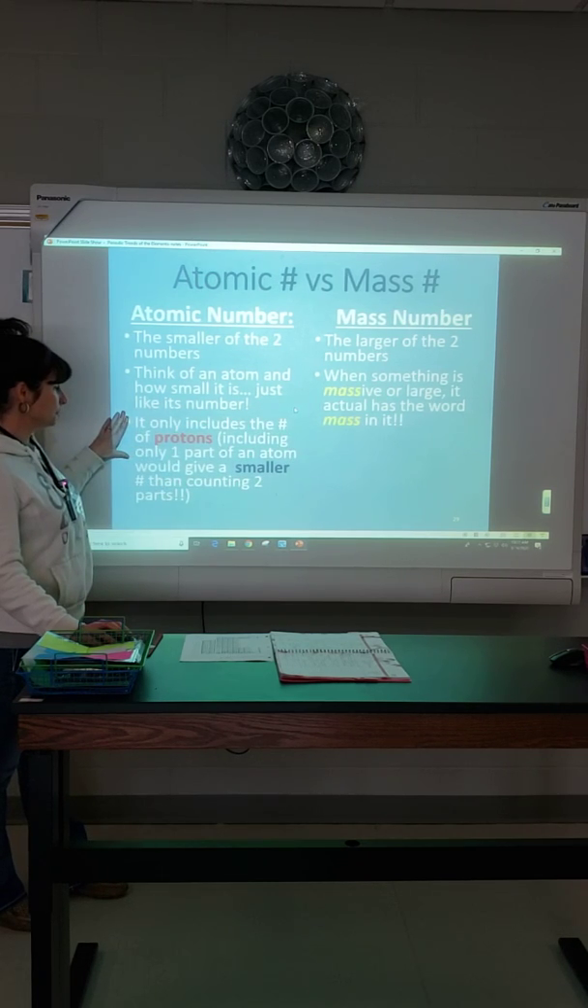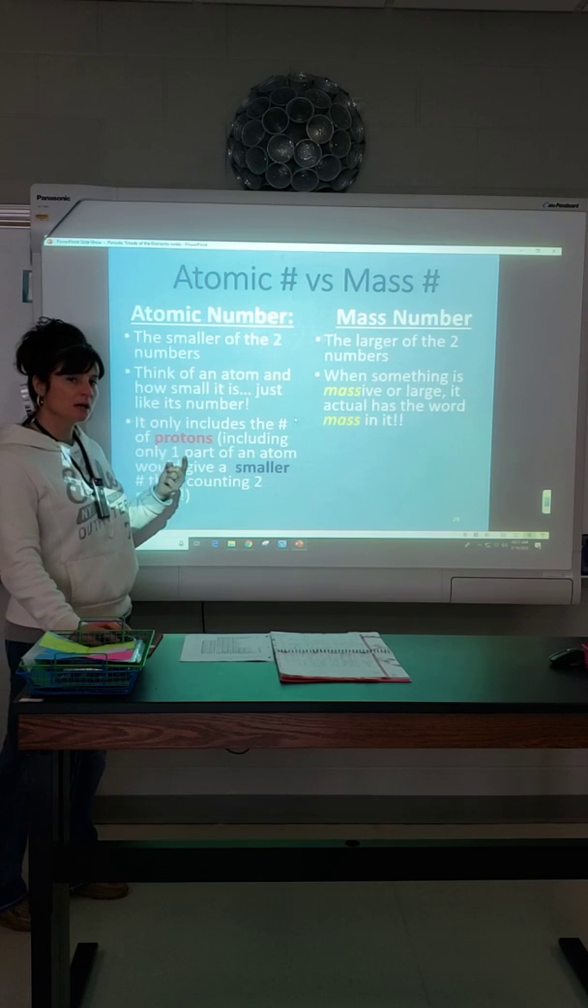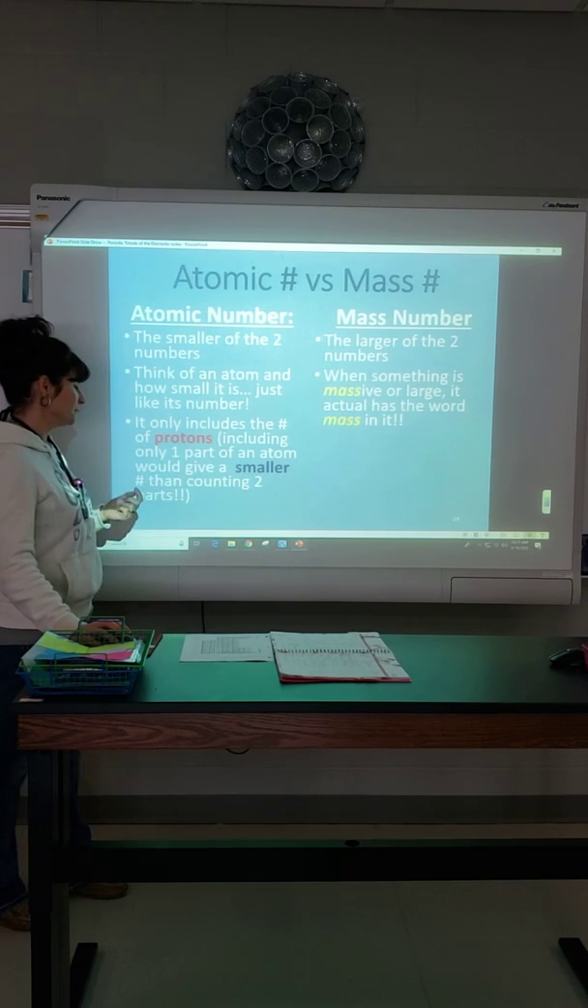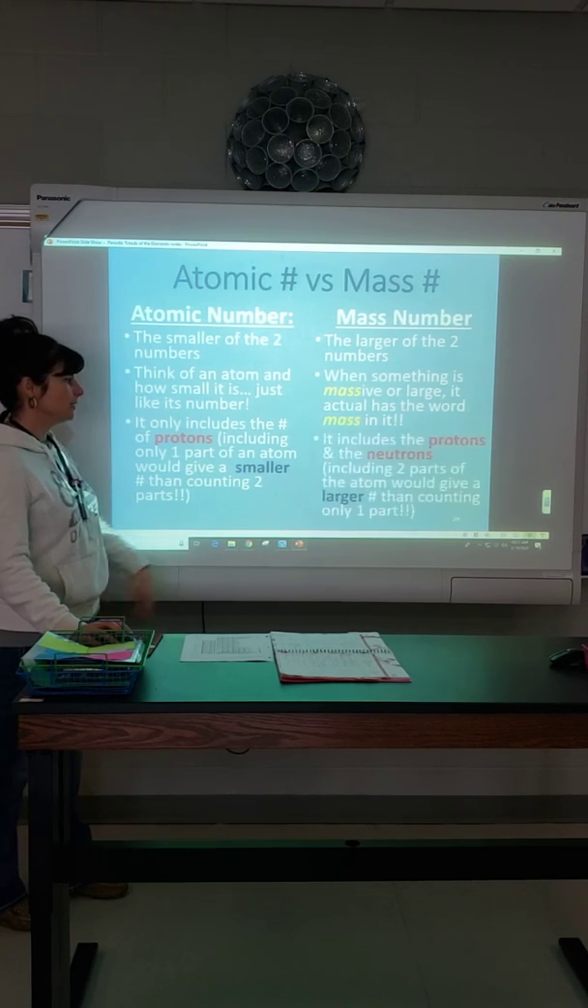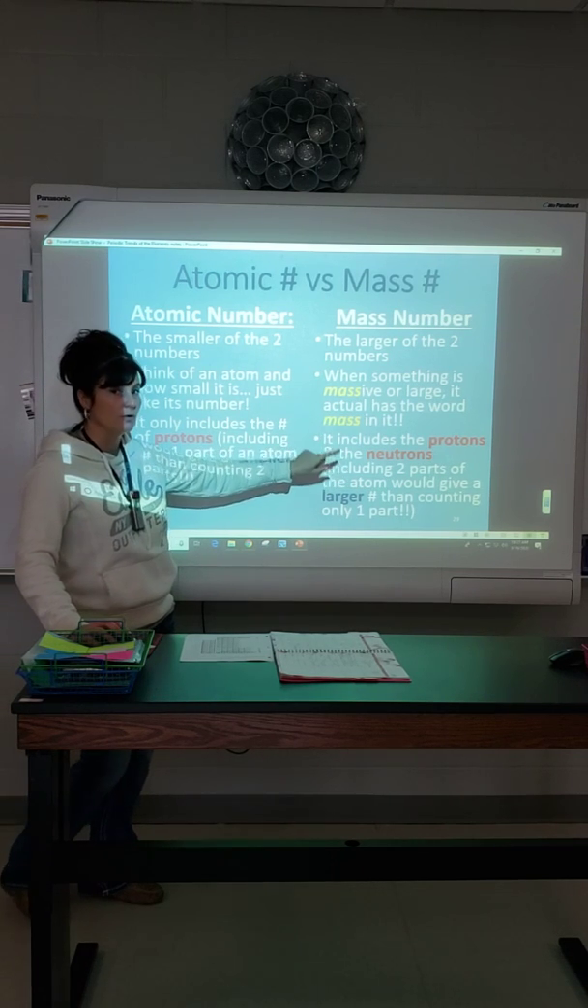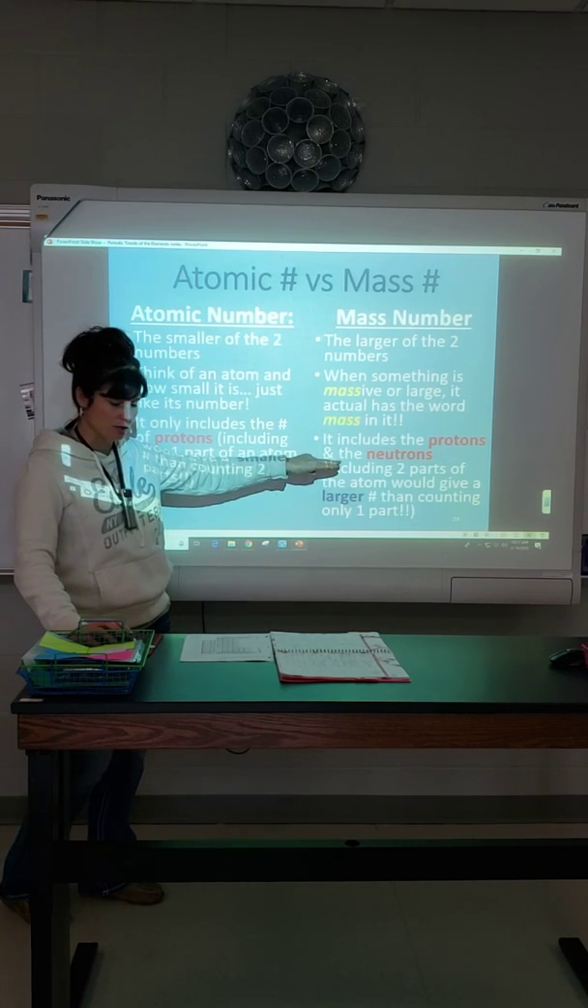This only includes the proton. One subatomic particle is going to be smaller than when you count two, because over here, you're counting two, the proton and the neutron. Okay?